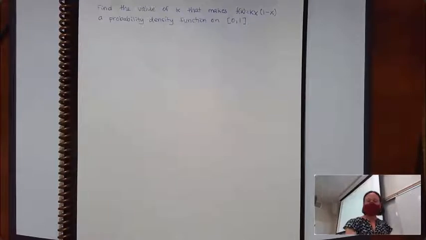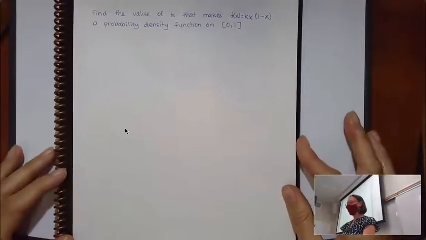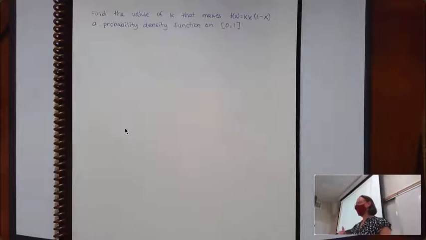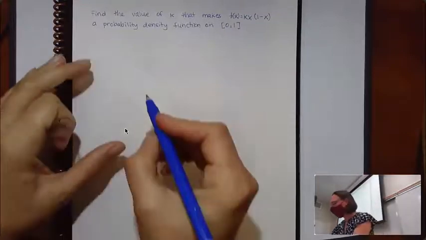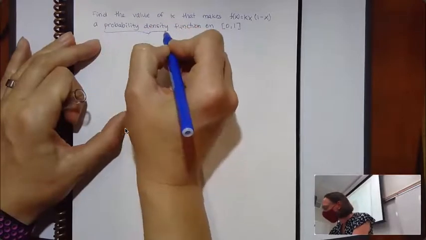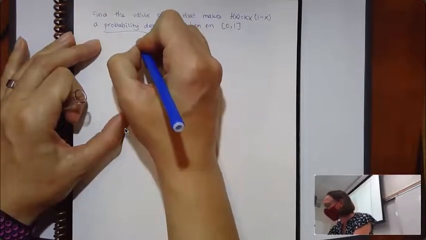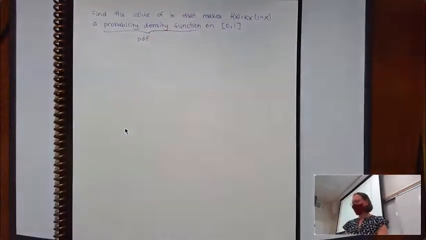So one of the fairly common things that we end up having to do is either check that something is a probability density function or find a constant to make something a probability density function. And by the way, we often abbreviate probability density function as PDF, not to be confused with a portable document format.